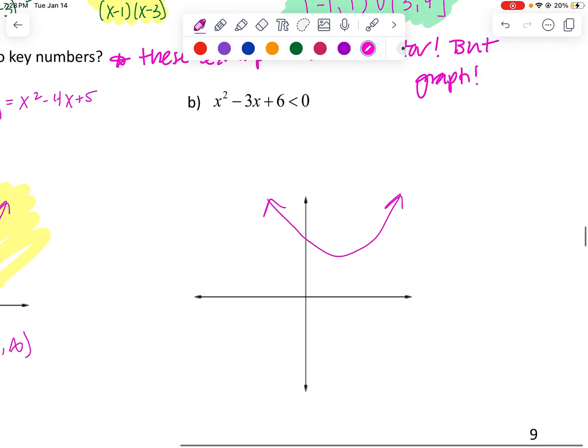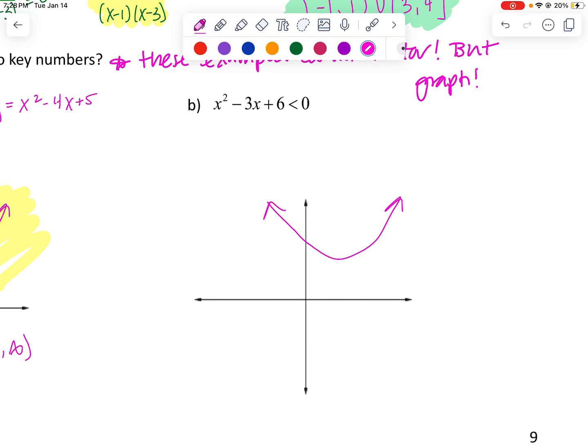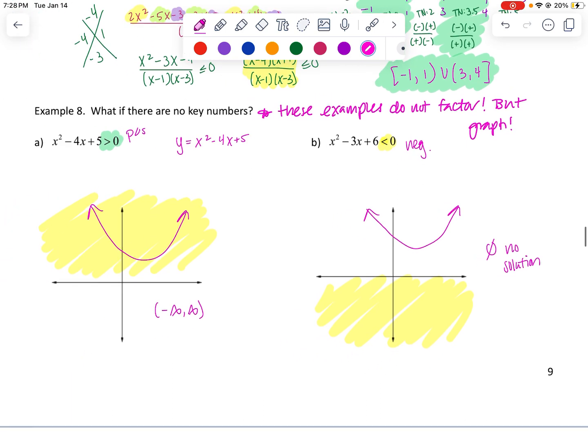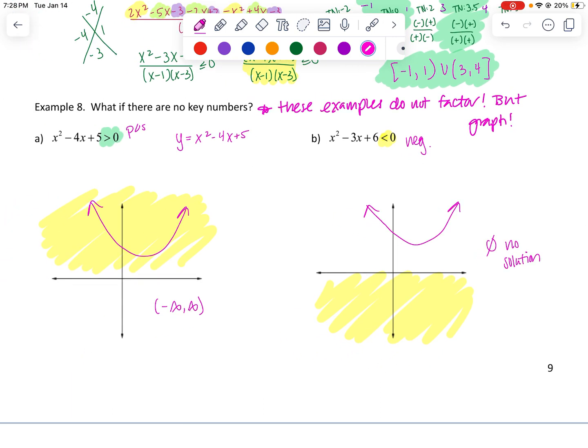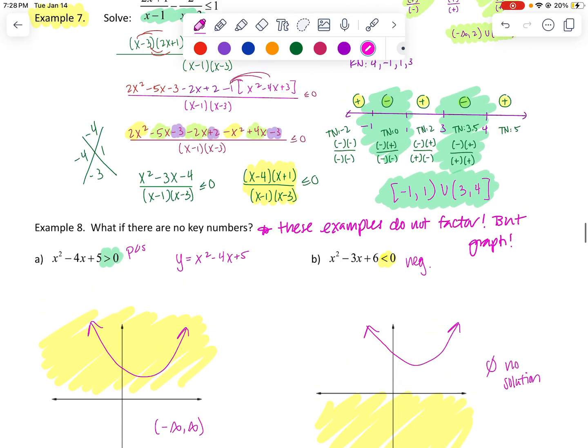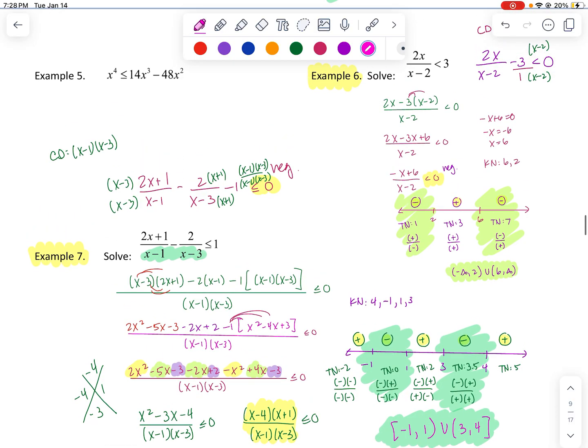Whereas problem B, my graph is positive, but now we're looking for negative values. So I'm looking down below. The graph is not in those negative values, so therefore this one is going to be no solution. Okay, and that's it, right? If you're like, number 8, what? I won't focus too much on it. I want to make sure that we understand the key numbers aspects.